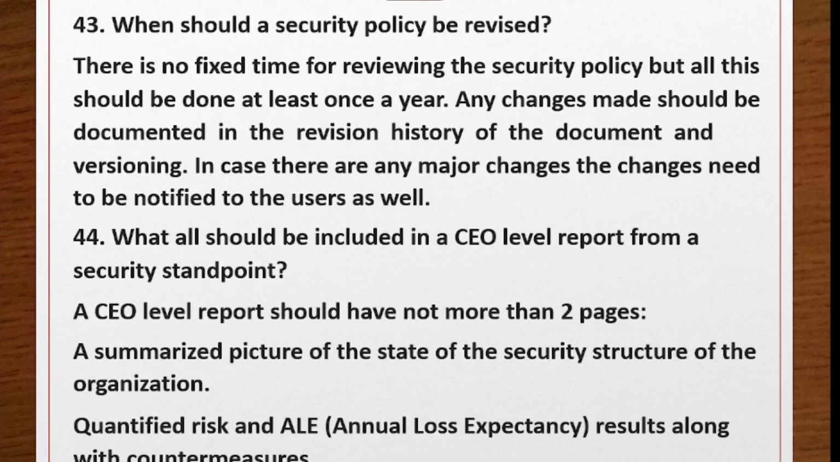What should be included in a CXO level report from a security standpoint? Again, L2 or L3 kind of question. A CXO level report should be no more than two pages, with a summarized picture of the state of the security structure of the organization, quantified risk and ALE, that is annual loss expectancy, results along with countermeasures.